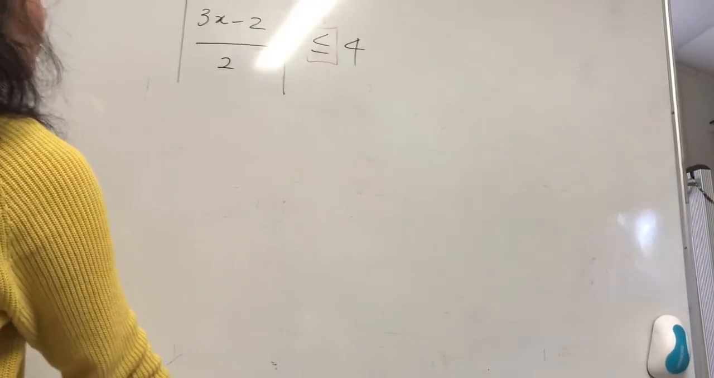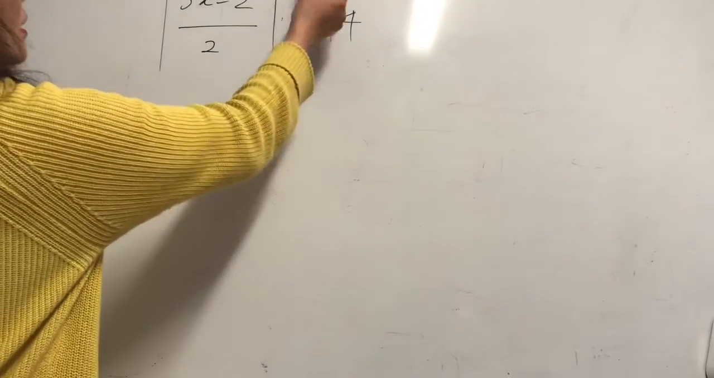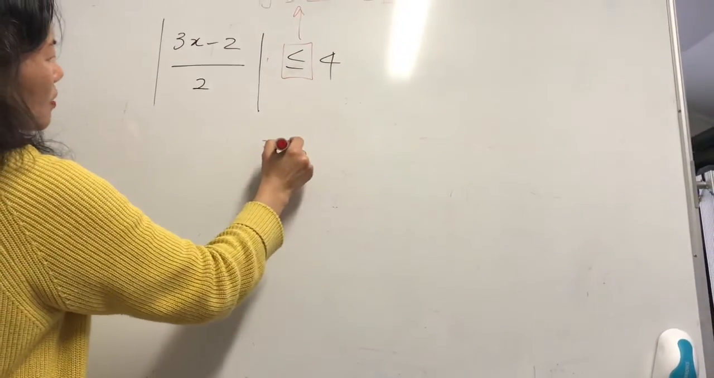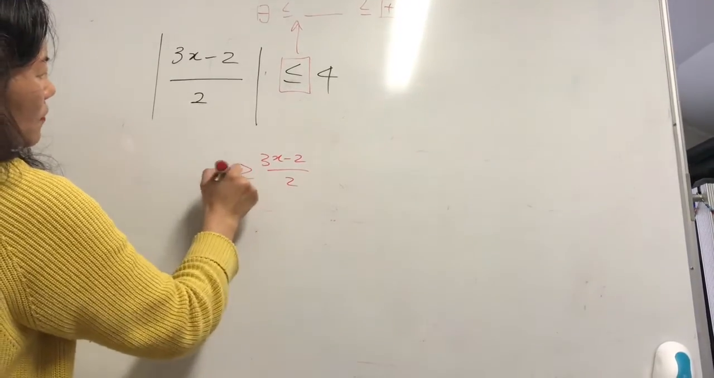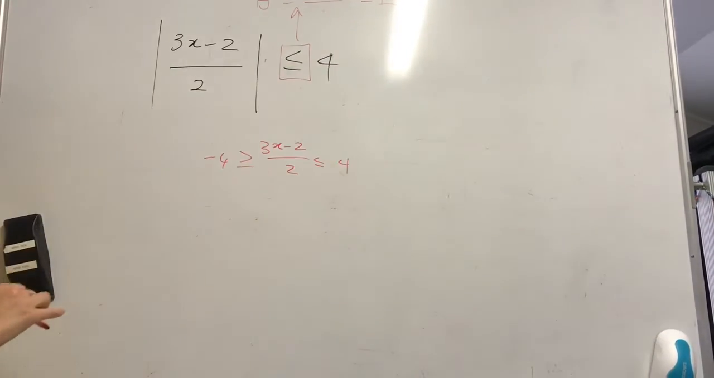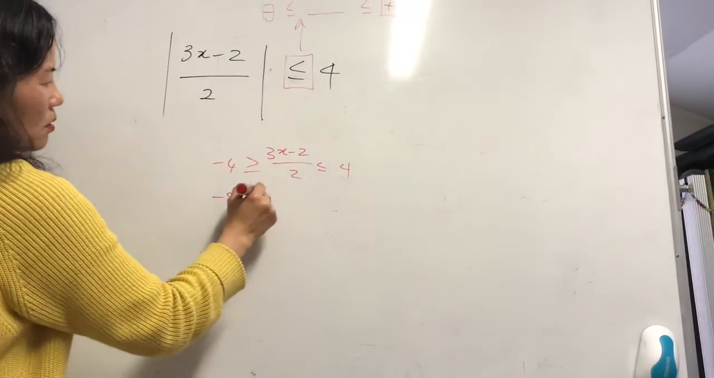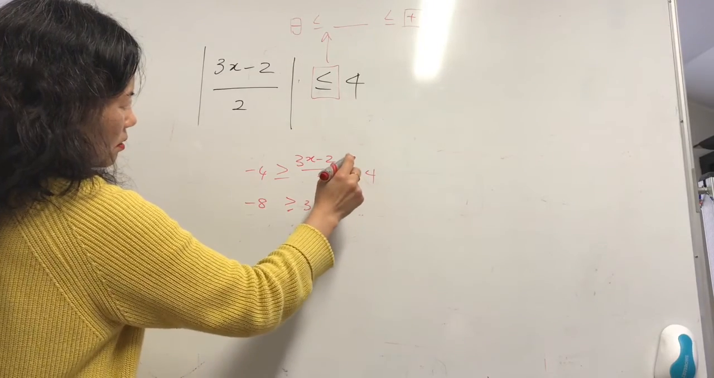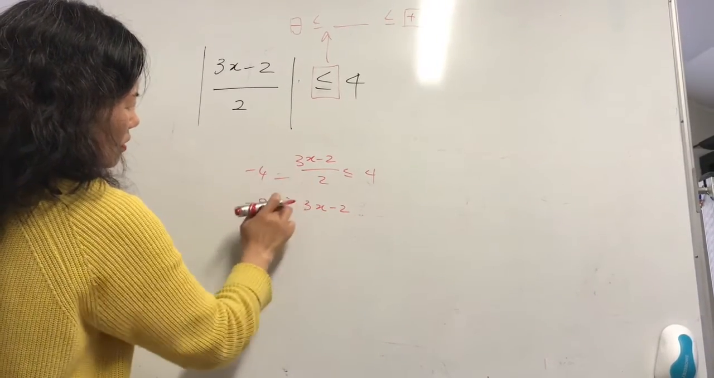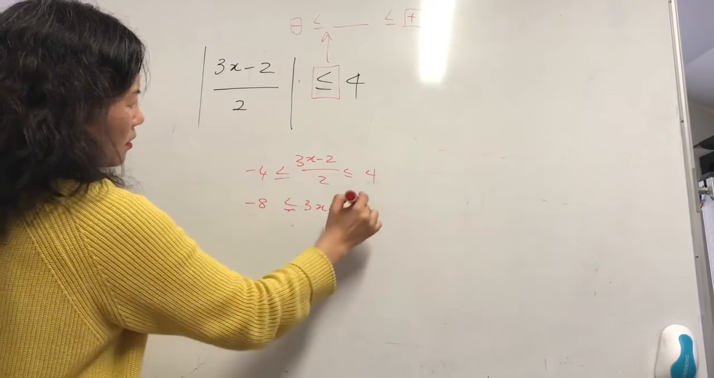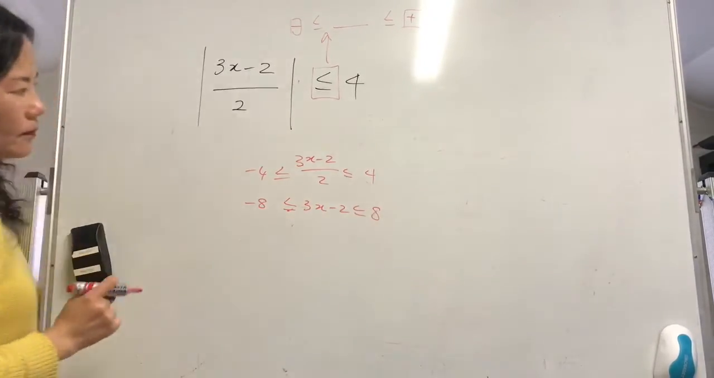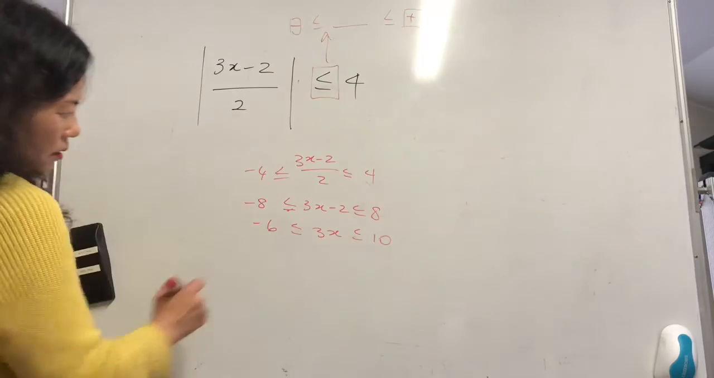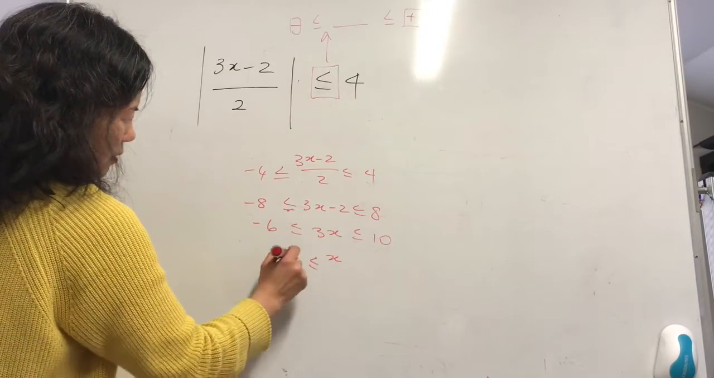So this one is one of those shortcut ones for us. So I can do negative here, positive here. So I'm going to go 3x minus 2 over 2, minus 4, it's in between 4 and minus 4. So times by 2, 3x. Did I do something wrong? Plus 2, minus 6, 10. And divided by 3, 2.